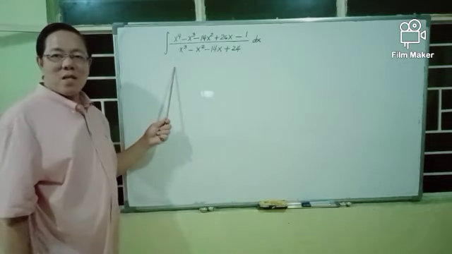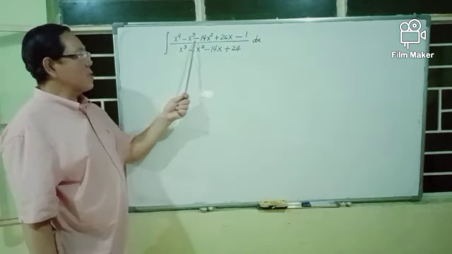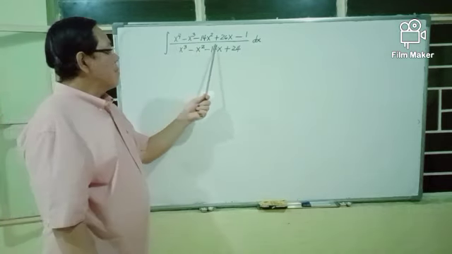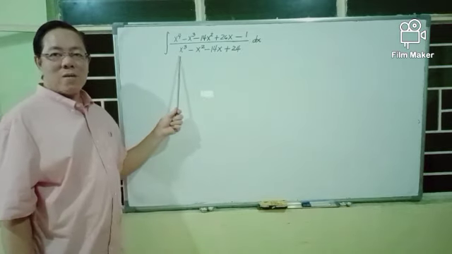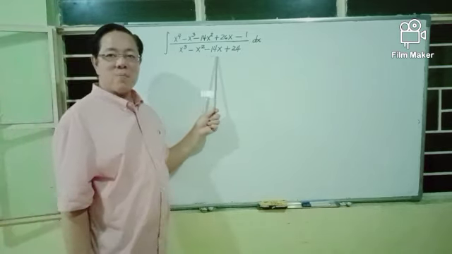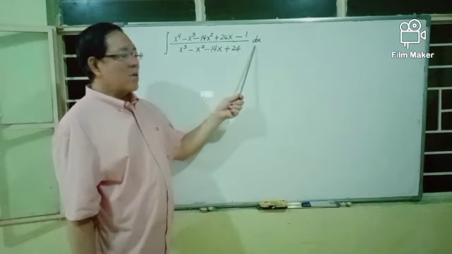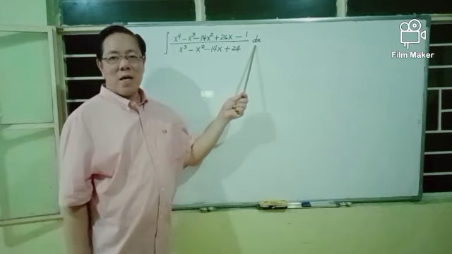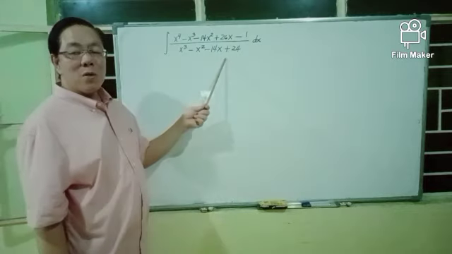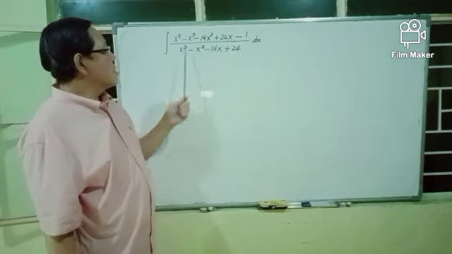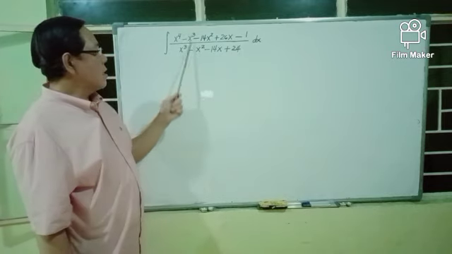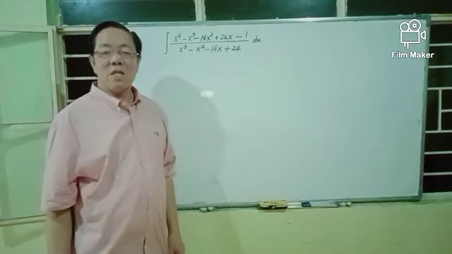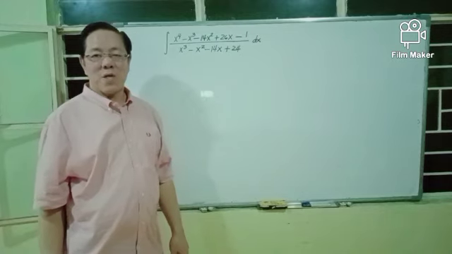We have the integral of x raised to 4 minus x cubed minus 14x squared plus 26x minus 1 all over x cubed minus x squared minus 14x plus 24, and we integrate with respect to the variable x. Now, you know that you will use integration by partial fraction because the given integrand is a rational expression.